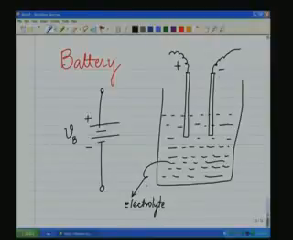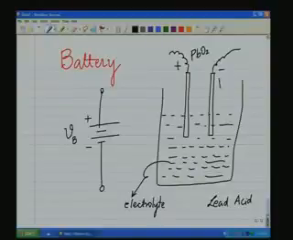cathode, and the electrolyte. In the case of the most popular battery, which is the lead acid battery, which you would also have heard used in almost all the automobiles, the positive electrode is lead oxide, the negative electrode is lead, and the electrolyte is dilute sulfuric acid, or should I say H2SO4. This is the chemical symbolic name of sulfuric acid. So this comprises a typical lead acid battery.